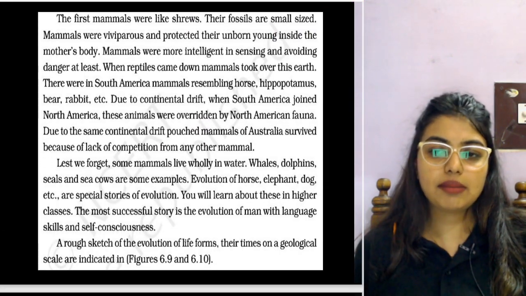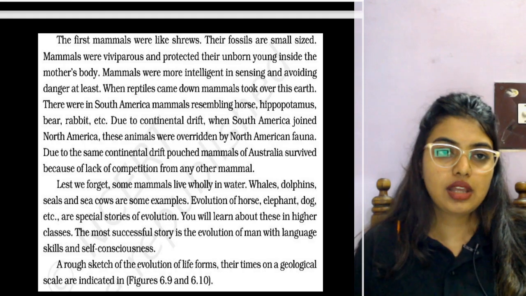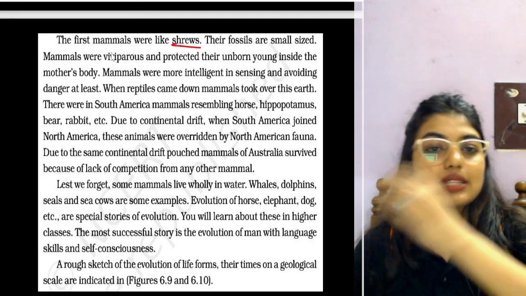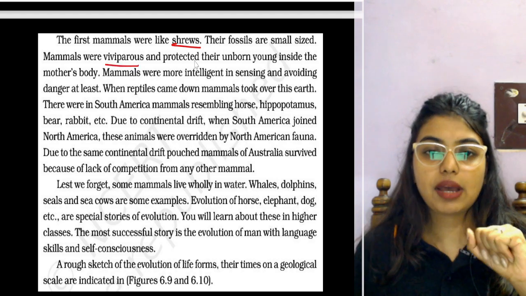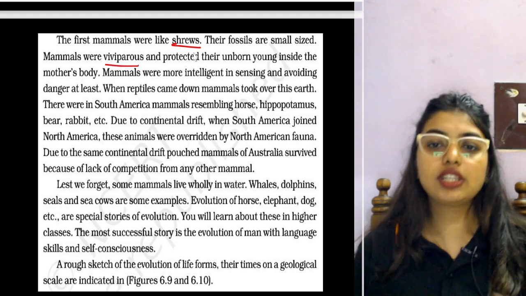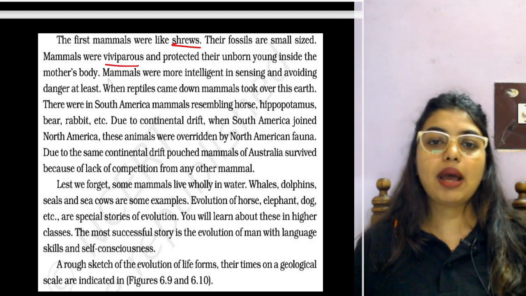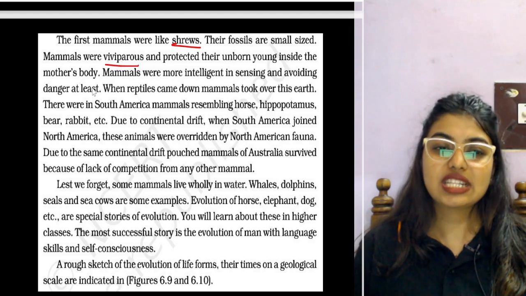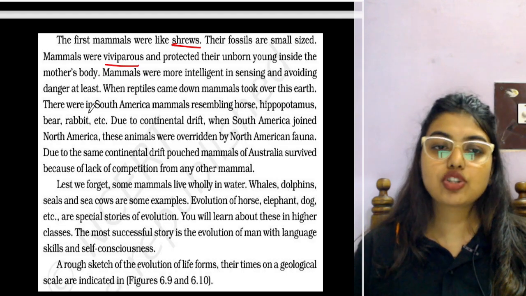Now first mammals were like shrews, that is their fossils are small sized. Mammals were viviparous, protecting their unborn young inside the mother's body. Mammals were more intelligent in sensing and avoiding danger. At least when reptiles came down, mammals took over this earth.